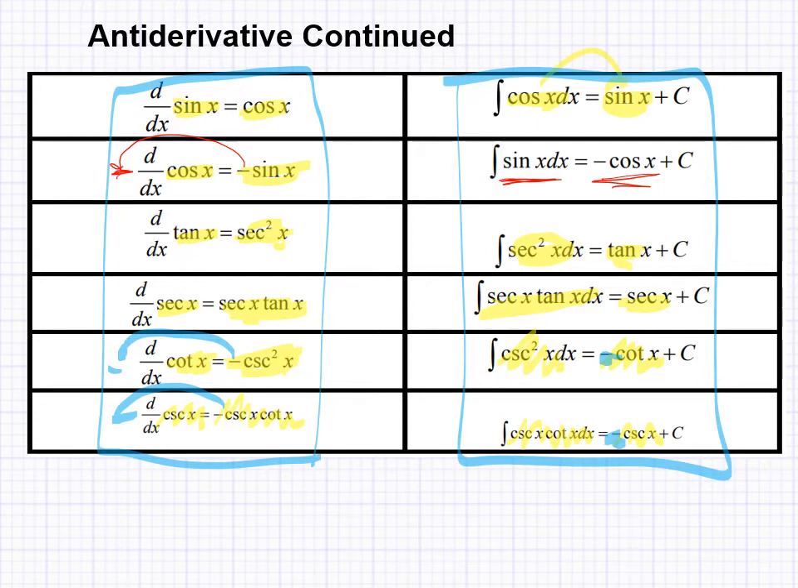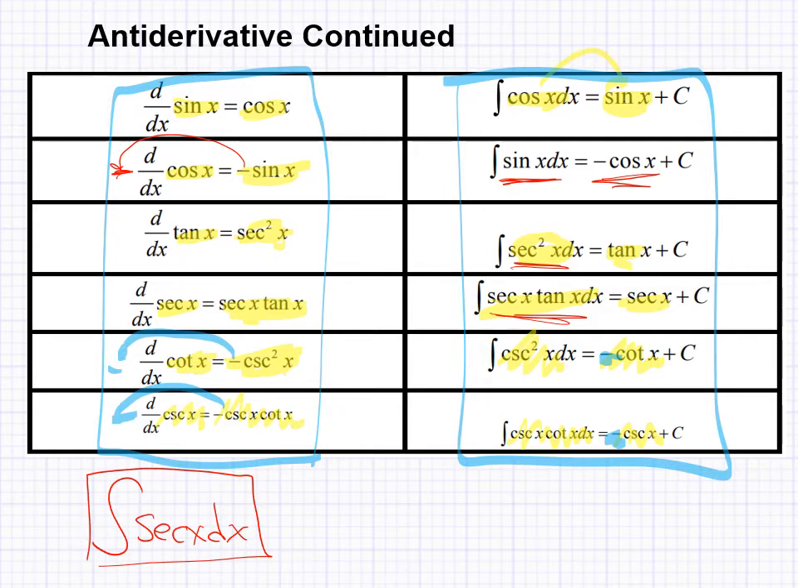Now notice, we have yet to say what is the integral of just secant x dx. We have the integral of secant squared, we have the integral of secant times tangent, but not just the integral of secant by itself. Also, we don't know what the integral of, say, tangent x is, or cosecant or cotangent by themselves. And why is that? Because we don't know necessarily what this is the derivative of, or what this is the derivative of.